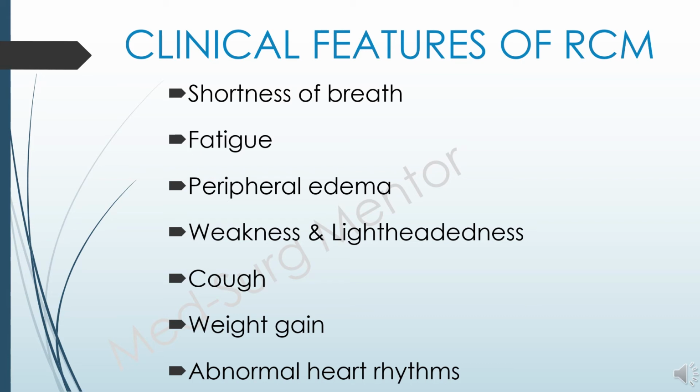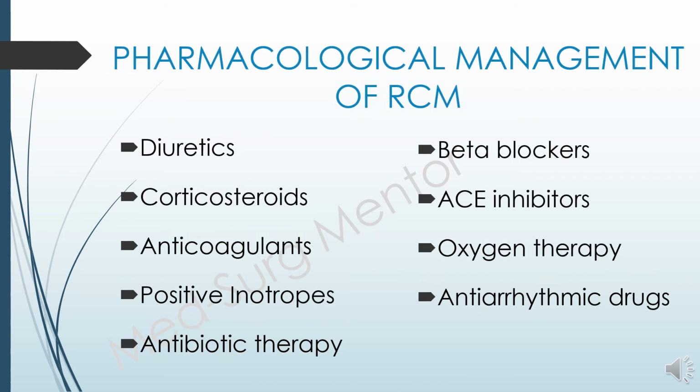Common clinical features of restrictive cardiomyopathy are shortness of breath, fatigue, peripheral edema, weakness and lightheadedness, cough, weight gain, and abnormal heart rhythms. Common pharmacological management of restrictive cardiomyopathy are diuretics, corticosteroids, anticoagulants, positive inotropes, antibiotic therapy, beta blockers, angiotensin converting enzyme inhibitors, oxygen therapy, and antiarrhythmic drugs.